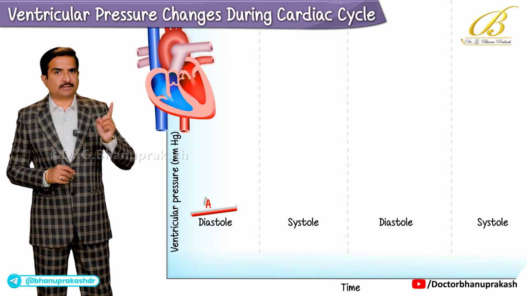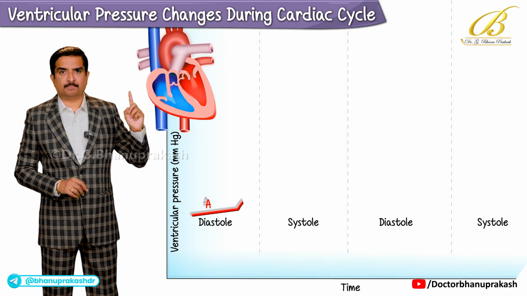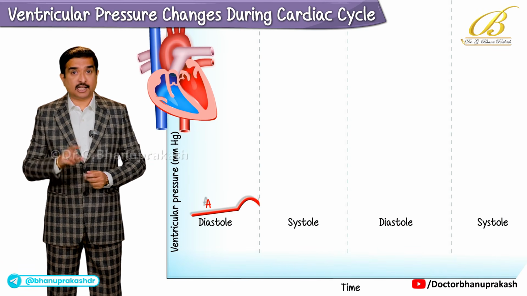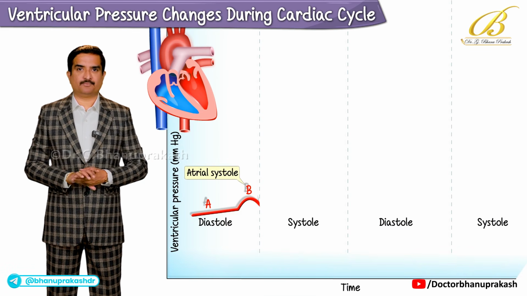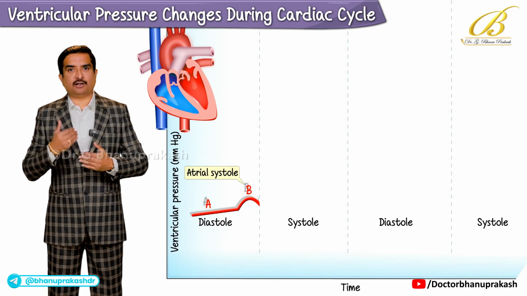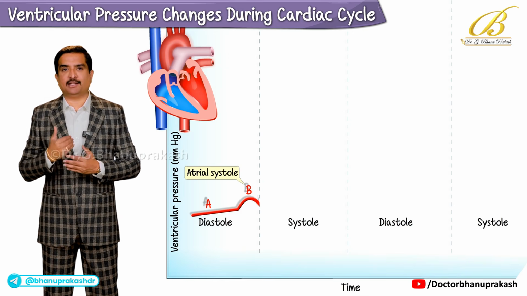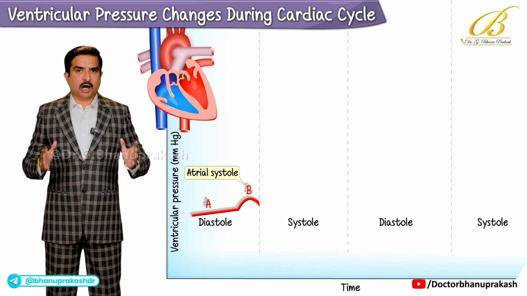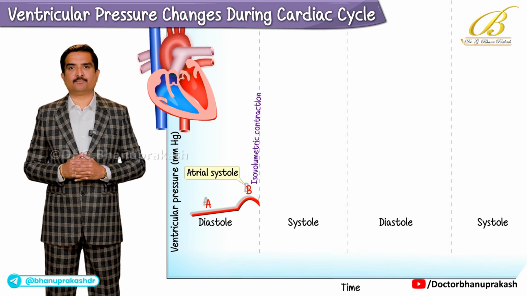And just before systole begins, you can see a small hump in the pressure trace, that is point B, which corresponds to atrial systole. This is the topping off phase of ventricular filling, where the atria contract to push the final portion of the blood inside the ventricles.